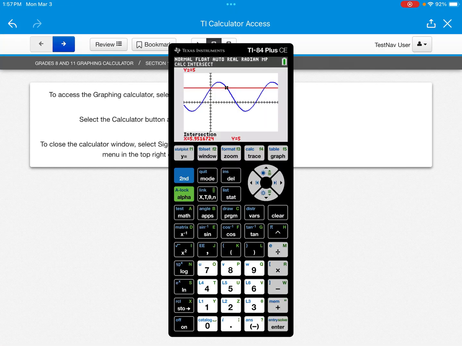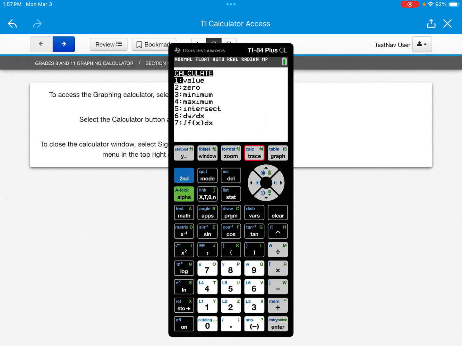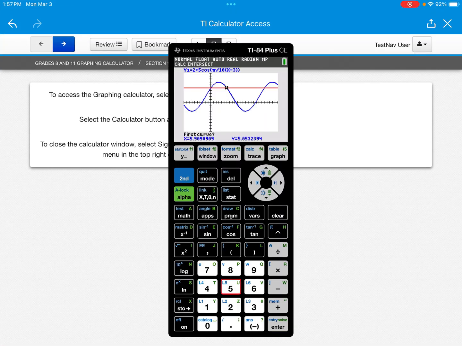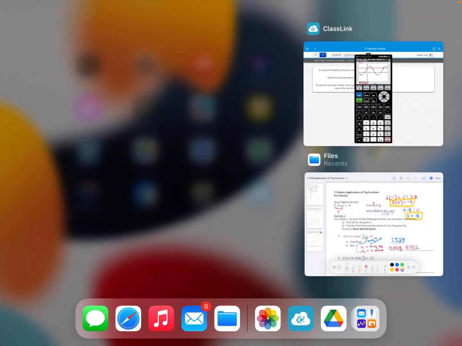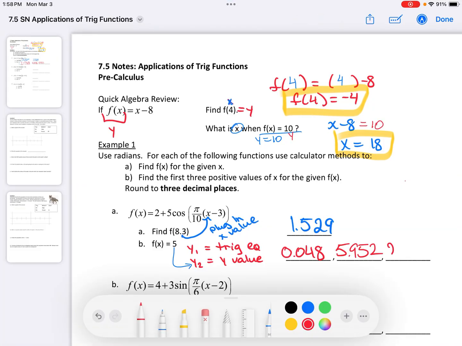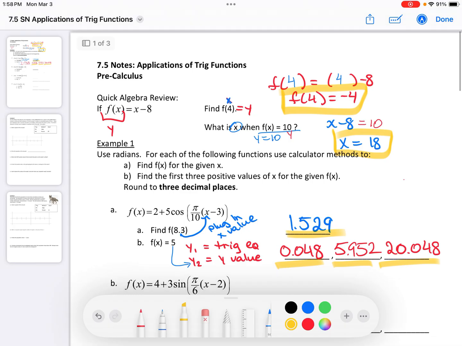Then to find that third solution, second trace, 5 for intersect, first curve enter, second curve enter, guess, scroll closer to that third solution, and hit enter. Again, look for the word intersection. 20.048. And here are your first three positive solutions. There was the x value.